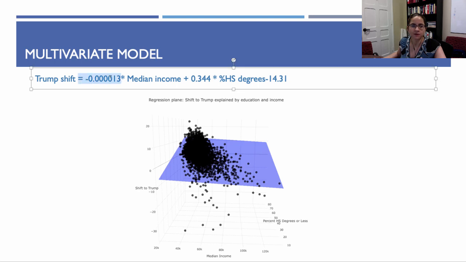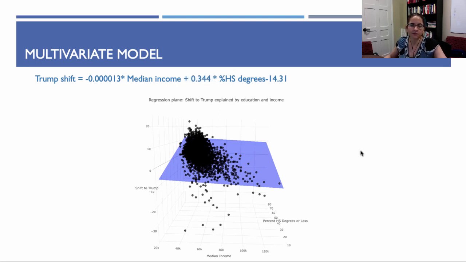So in this multivariate model, we have negative 0.000013 as the coefficient on median income and a coefficient on high school degrees of 0.344. So we're going to discuss in the last video what those two things mean. But first, in this video, we're going to talk about this regression plane.